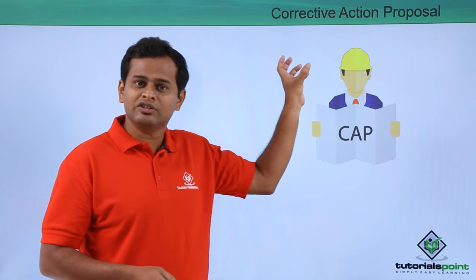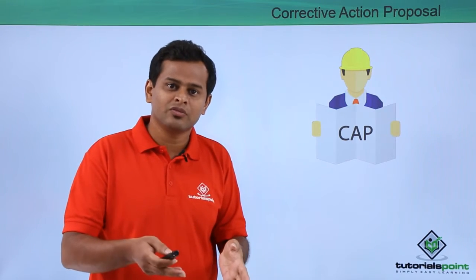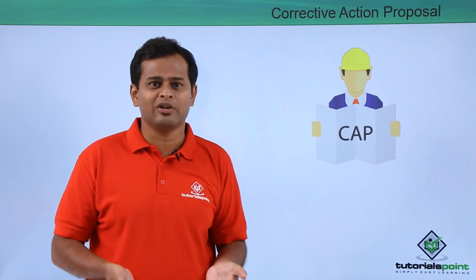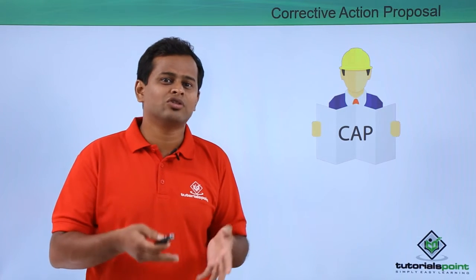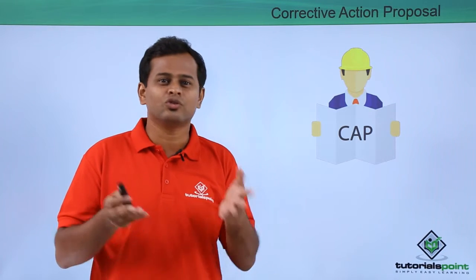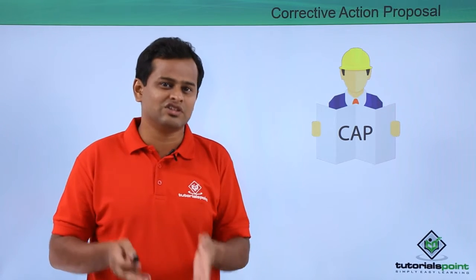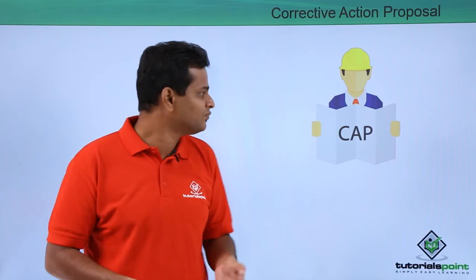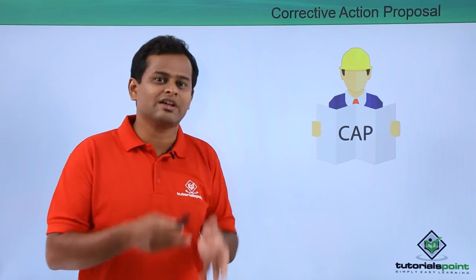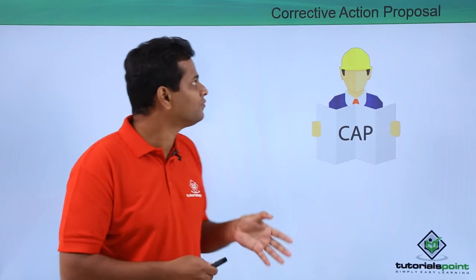Then we have to come up with a corrective action proposal. There may be some 5 to 6 proposals for one particular root cause, and out of that, 3 or 4 may be really feasible corrective actions based on cost and other technical feasibility considerations. So we need to take all these things and take an approval from the customer before we go ahead.